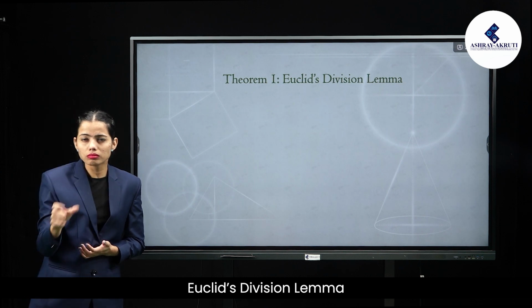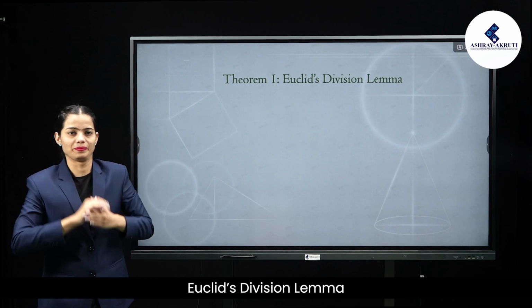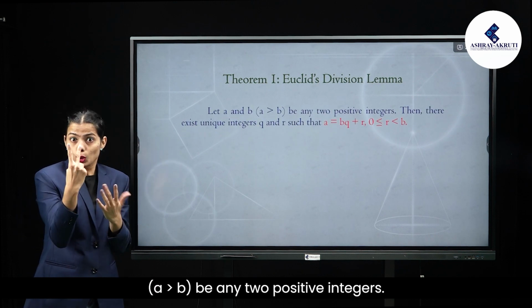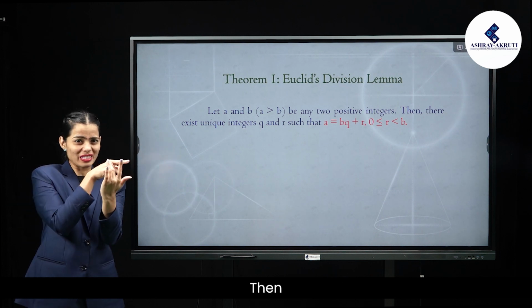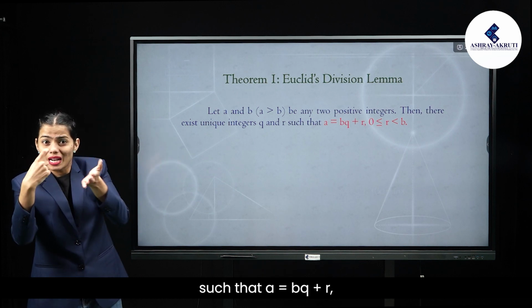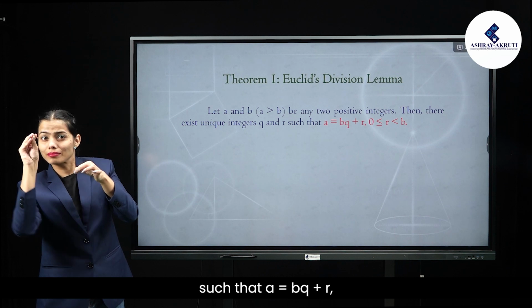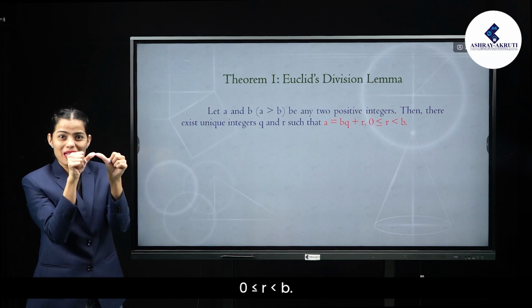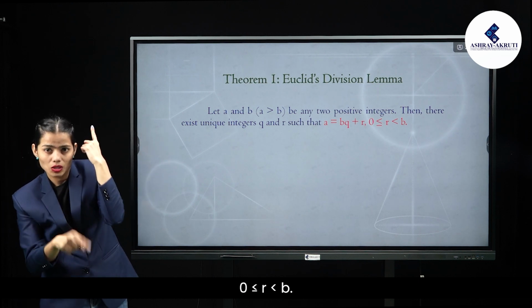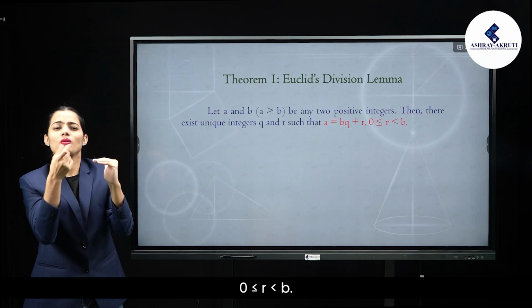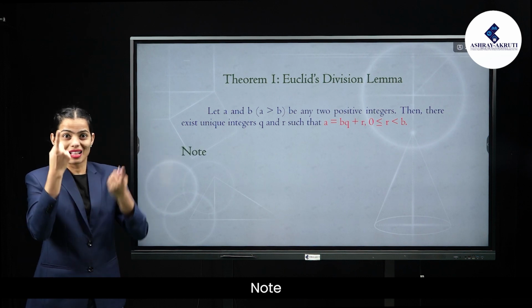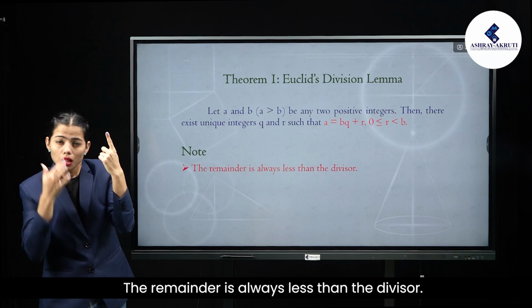Theorem 1. Euclid's division lemma. Let A and B, A greater than B, be any two positive integers, then there exist unique integers Q and R such that A is equal to BQ plus R, 0 less than or equal to R less than B. Note: the remainder is always less than the divisor.